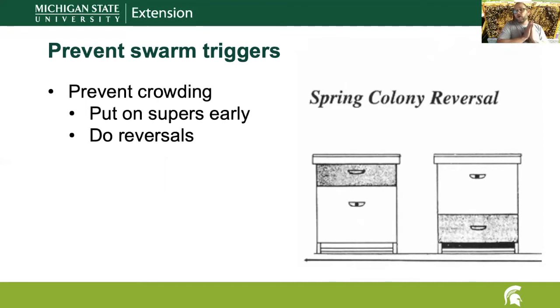Now, some of you may be saying to yourself, well, I don't have drawn comb. How can I do that? Well, that's where spring reversals can come in. You can put supers on, and that's one way to add space. Make sure they're drawn comb. Or you can do what we call a spring reversal.